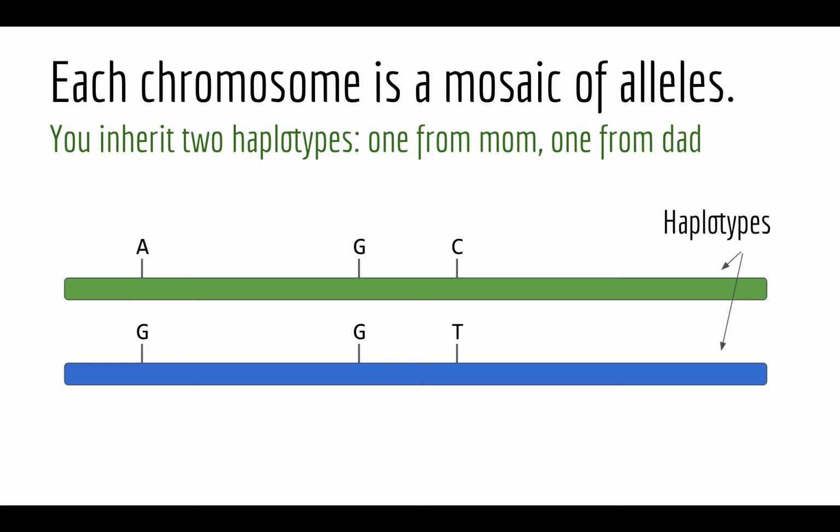Green is what I inherited from dad, that's my paternal haplotype. Blue is what I inherited from mom, my maternal haplotype. Each of these little lollipops here are sites, and we're just looking at a small snippet of the chromosome, sites that were inherited together. So this G allele was on the same haplotype as G and T here, whereas from dad I got A, G, C.